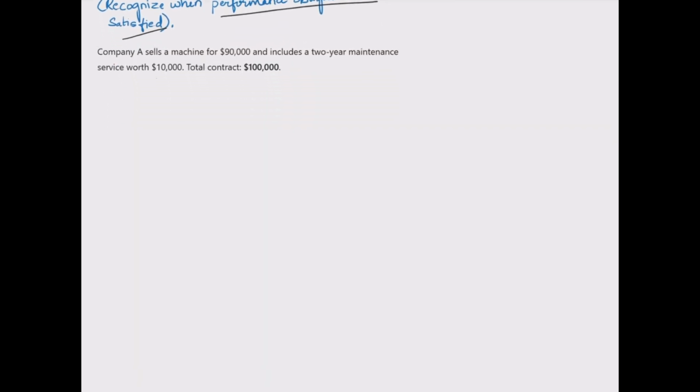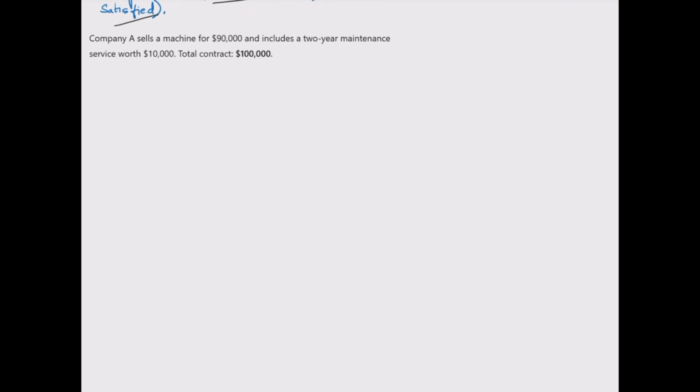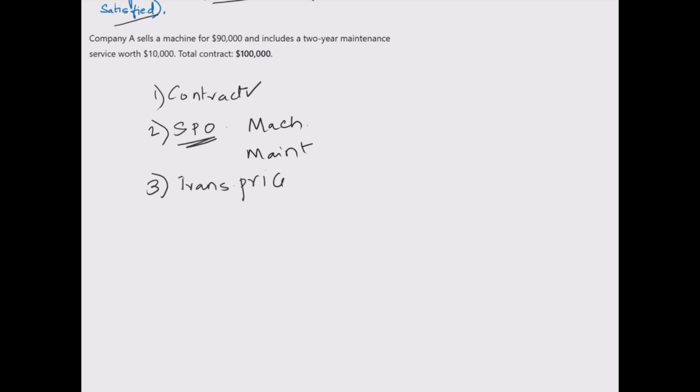Let's take a look at this numerical example. Company A sells a machine for 90,000 and includes 2-year maintenance service worth 10,000. Contract is identified. Number two, identify separate performance obligations. What are my separate performance obligations here? There is a machine and there is a maintenance contract. My third step is my transaction price. My transaction price is 100K.